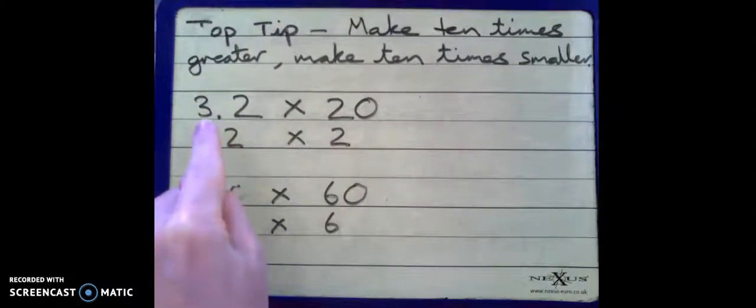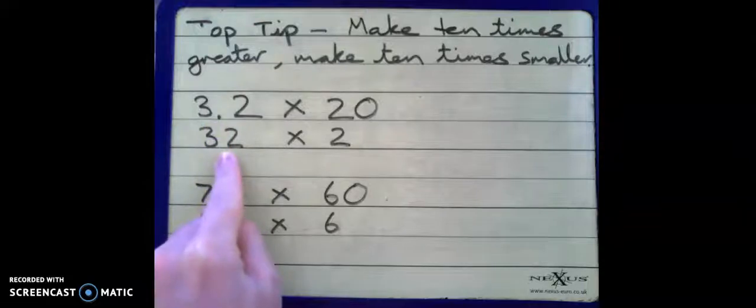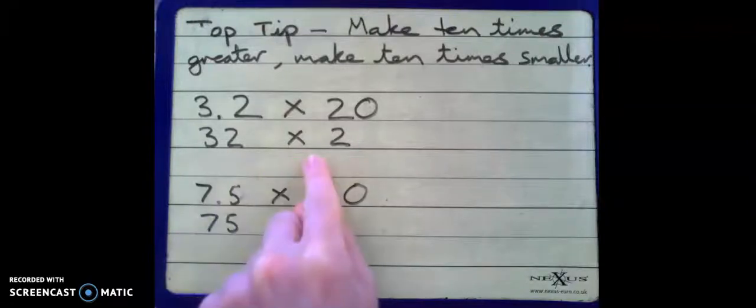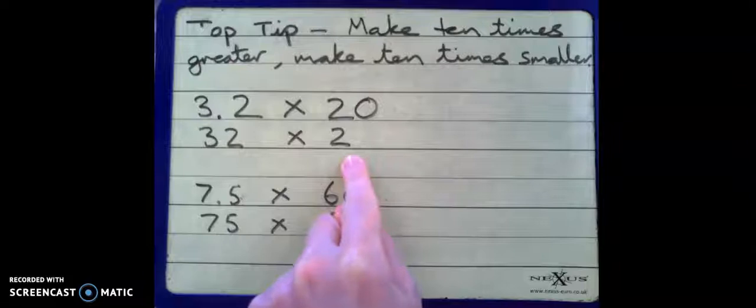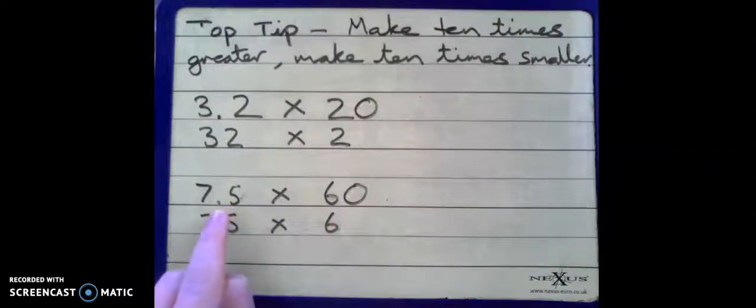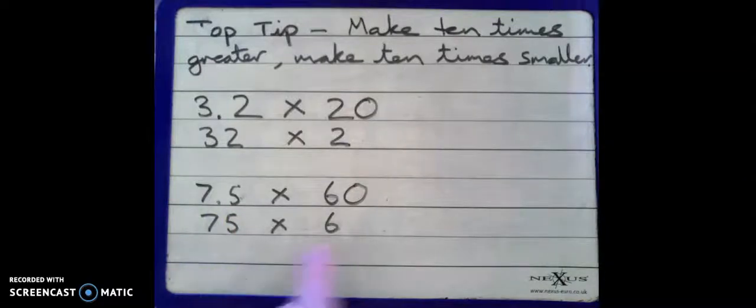10 times greater than 3.2 is 32. What we have to do now is make this 10 times smaller. 10 times smaller than 20 is 2. 32 times 2 is a much simpler calculation to do, possibly even mentally. Similarly here, we make this side 7.5 10 times bigger, becomes 75, and then the other side has to become 10 times smaller, so 60 becomes 6, and 75 times 6 is a simpler calculation to do, again, possibly mentally.